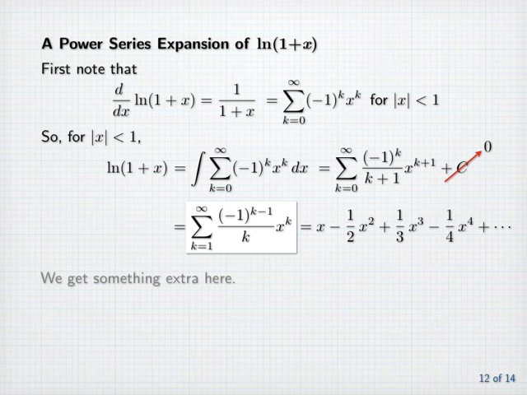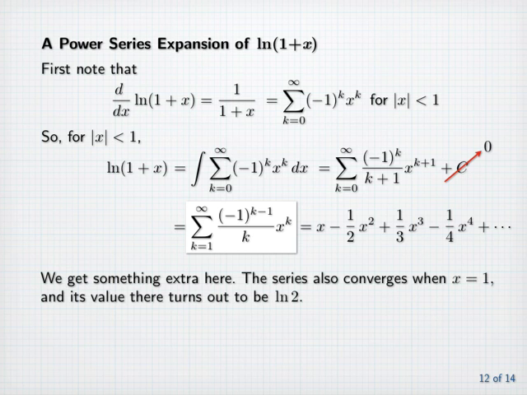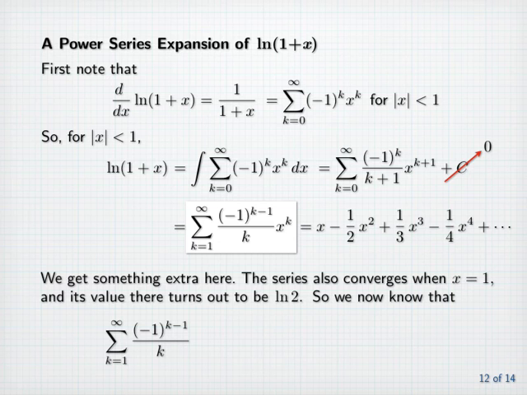Now we actually get something extra here. The series also converges when x equals 1, and its value there turns out to be just what it should be, the natural log of 2. So we now know that the numerical series, the sum from k equals 1 to infinity of minus 1 to the k minus 1 over k, which is our alternating harmonic series equal to 1 minus 1/2 plus 1/3 minus 1/4 and so on, is equal to the natural log of 2.